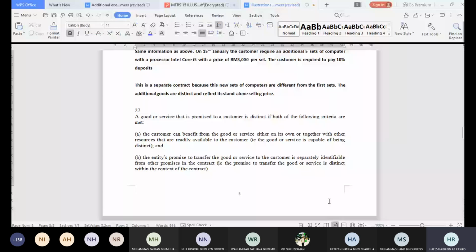It is not distinct because of the first requirement: whenever you deliver, it can be used on its own. It doesn't require the additional 50 units to be sent before it can be used. So both need to exist: it can be used on its own, and you have identified a separate delivery of the 100 units which has been ordered by the customer.